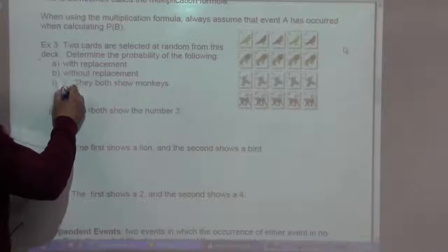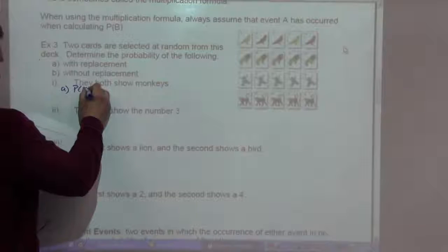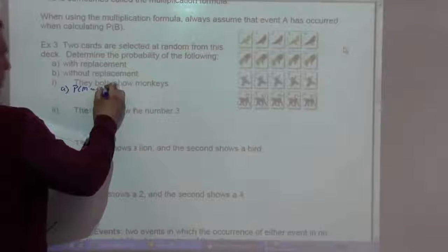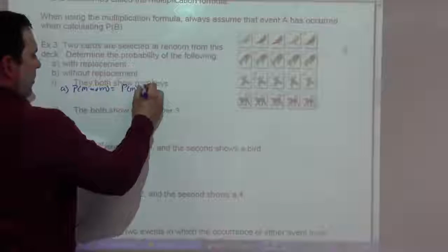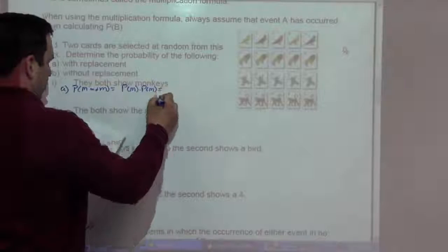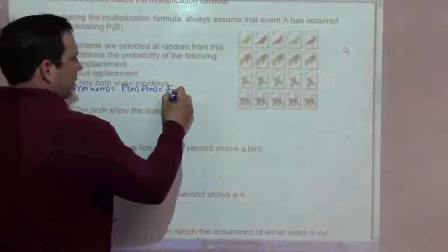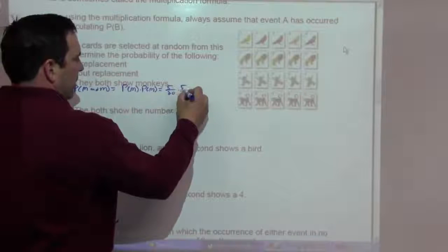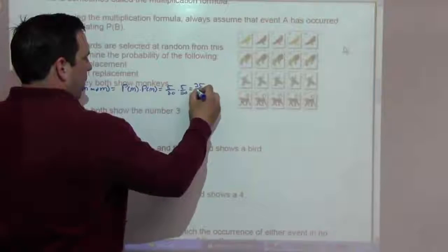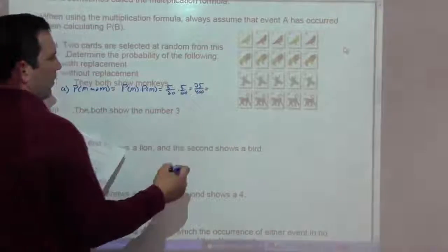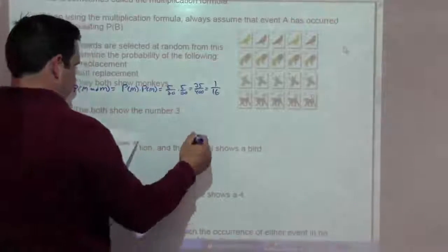So with replacement is A. The probability of monkey and monkey is going to be the probability of monkey times the probability of monkey. And that's 5 monkey cards out of 20 times 5 out of 20. That's 25 over 400. That'd be 1 over 16.